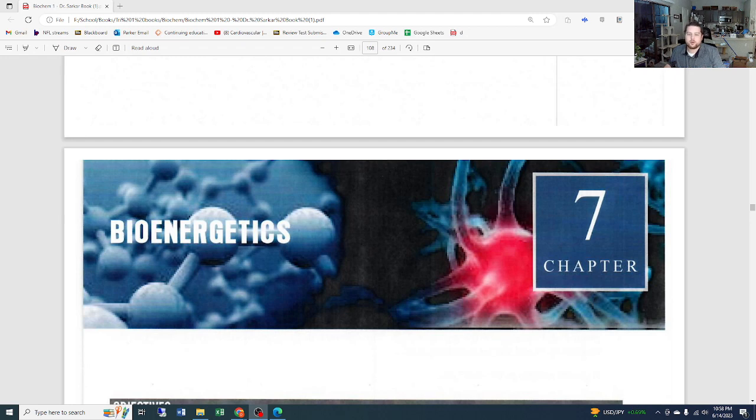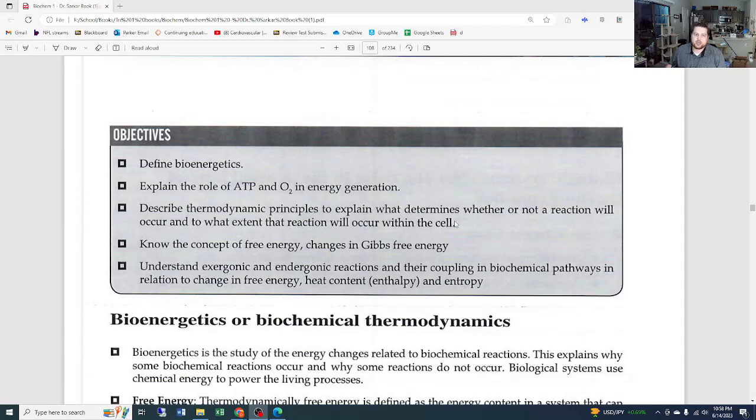This one, we're going to be diving into Chapter 7 of Bioenergetics. Now, we've actually already talked a little bit about bioenergetics in previous chapters when we were talking about our exergonic and endergonic reactions, as well as the Gibbs free energy. But coming back to this now, we're going to take a little bit deeper dive into it.